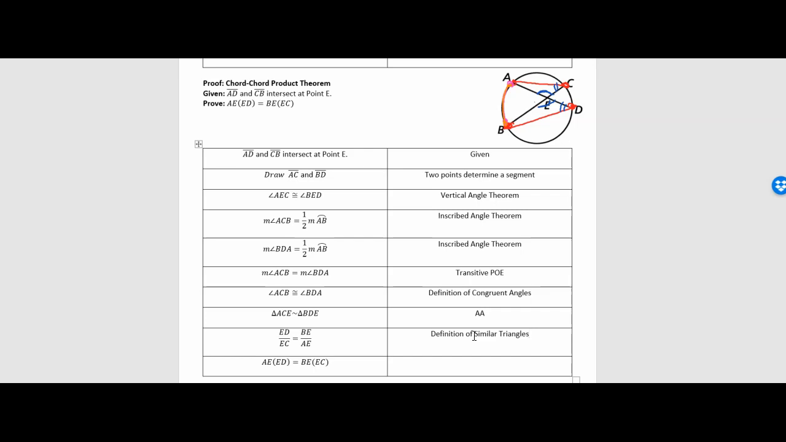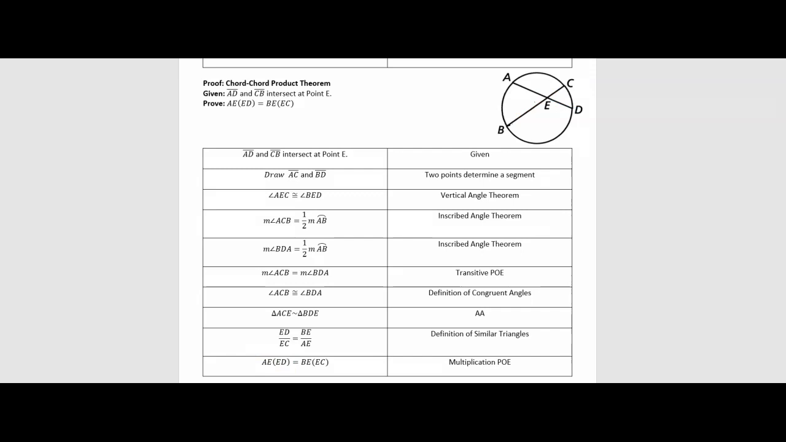Well, to finish it off, we're just going to cross multiply, or use the multiplication property of equality. And then we get what we want. Right, if I erase this in my diagram to clean it up a little bit, I've proven that AE times ED, which are the two segments that make up that chord, is going to be equal to the product of CE or EC times BE, which are the segments that make up the red chord. So there's a proof of the chord-chord product theorem.